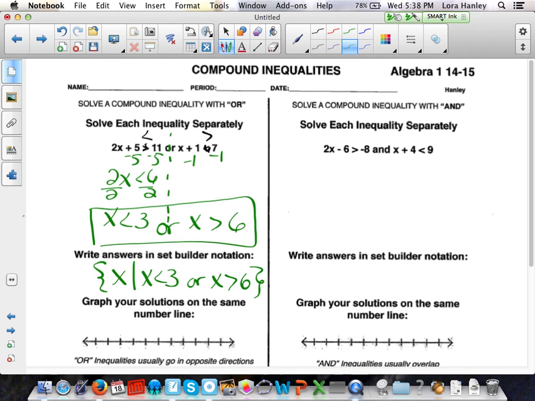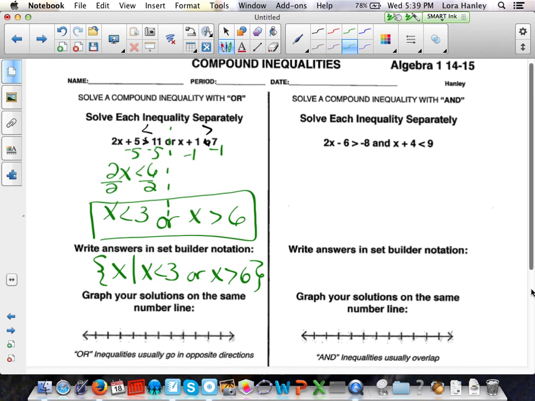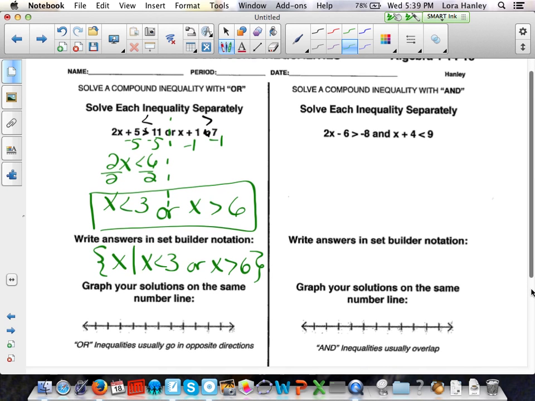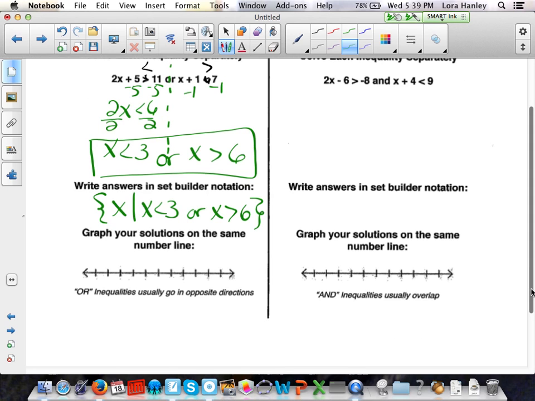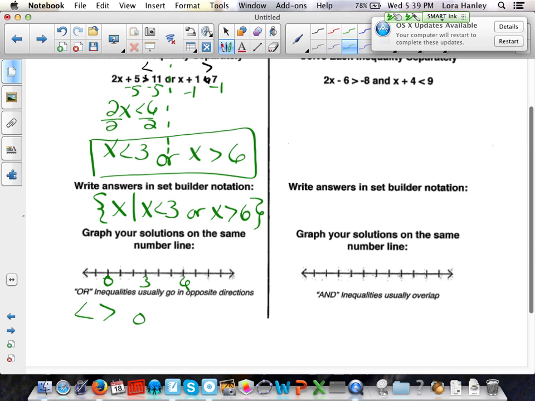Now let's go down and graph it. And the trick with ORs is they'll usually go in opposite directions. Now, they might be going in opposite directions but overlap, and that's a situation you'll get into in a minute. That's all real numbers. But for now, let's look at one where it goes opposite. So with graphing, you want at least 3 numbers on your number line. 0 is usually a good one, 3 and 6. And then remember, if it's just a less than or a greater than, it's an open circle.